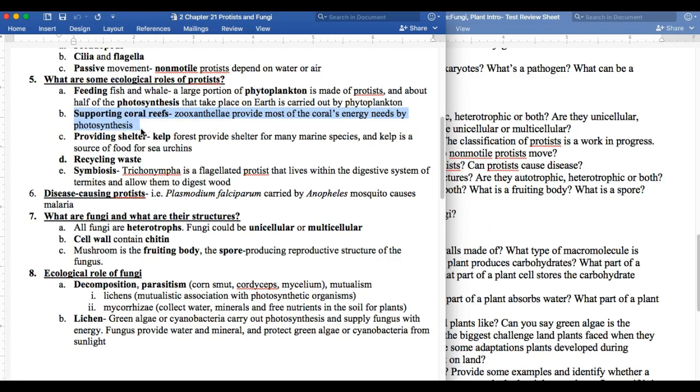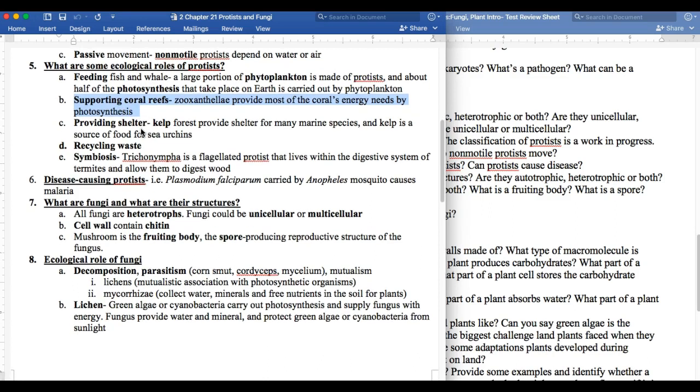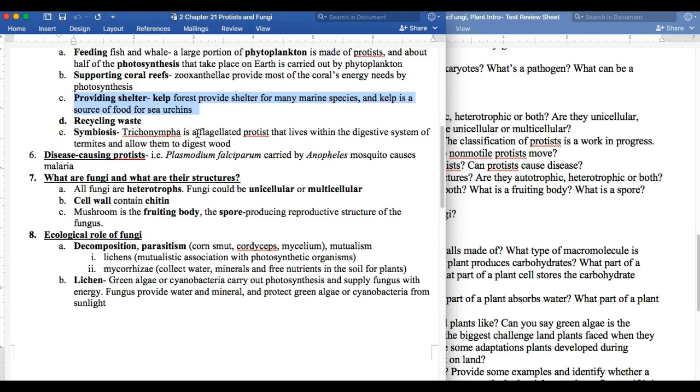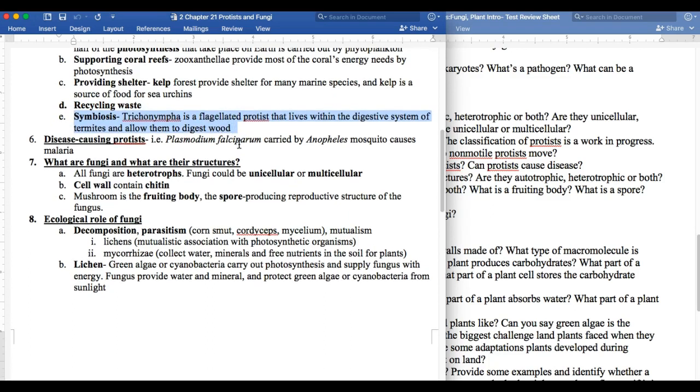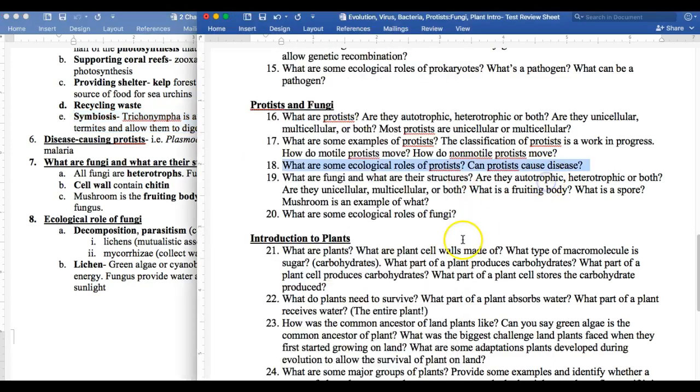Protists can also be a part of coral reef and produce energy for the coral. It can also provide shelter, so a kelp forest can provide shelter. It can recycle waste. And the last one is pretty important, symbiosis, where a type of protist can live inside the digestive system of termites and actually allow the termites to digest food. The termite itself actually cannot digest food without the help of protists.